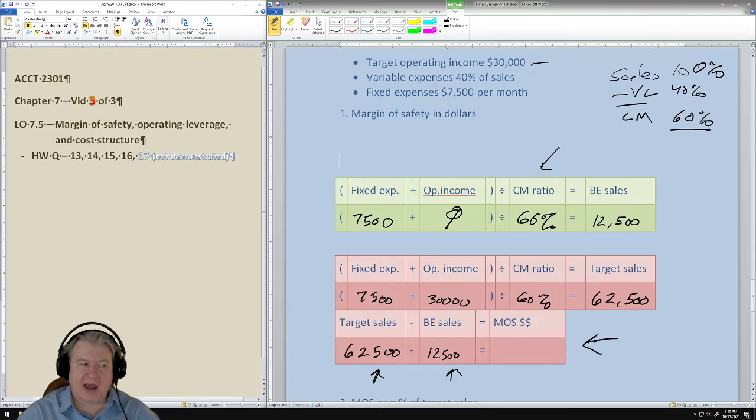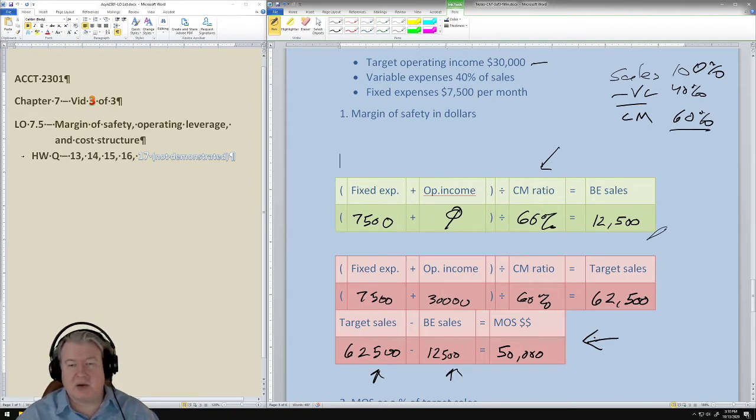When we subtract that out, we get our margin of safety, how much in sales we can miss. So you can see this is quite a good buffer. If your target sales is 62,000, but you only have to make 12,000 to break even, that's actually a pretty good business. I don't think you'd actually see that number very often.